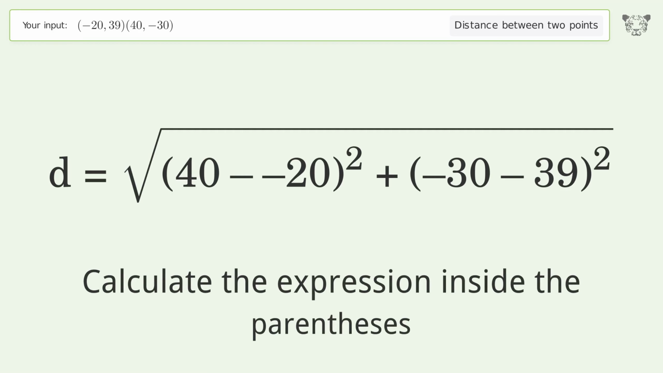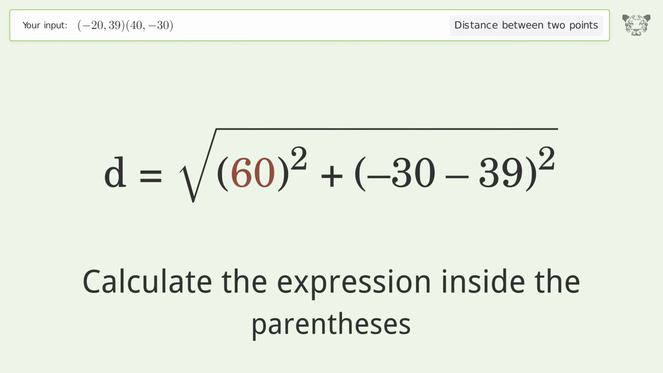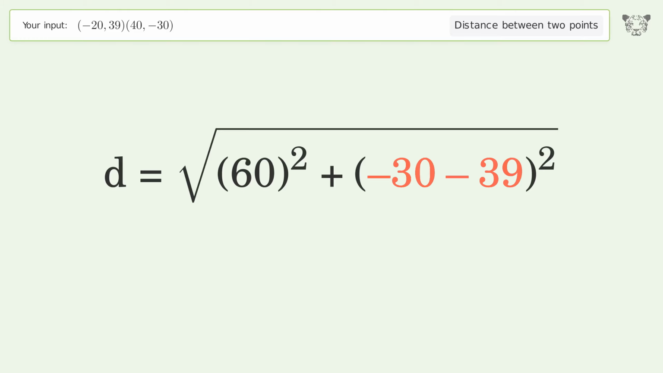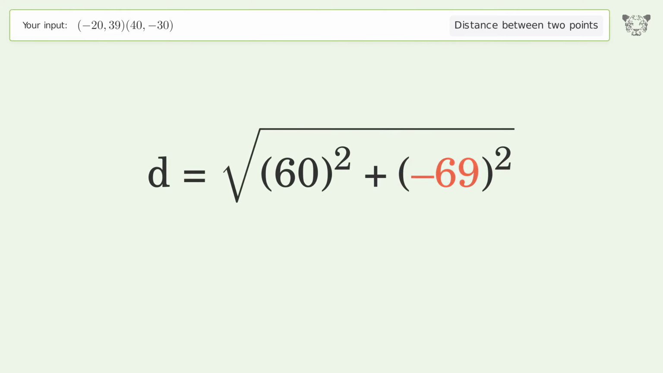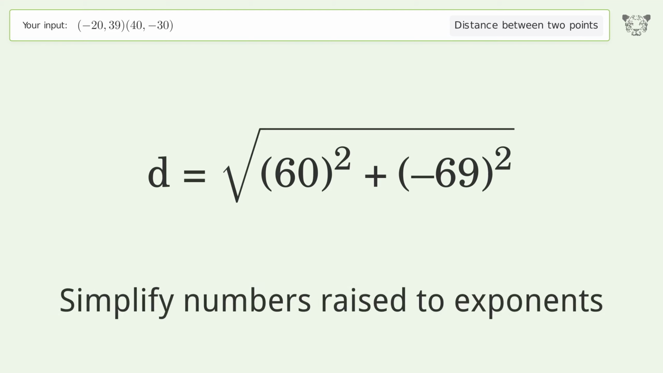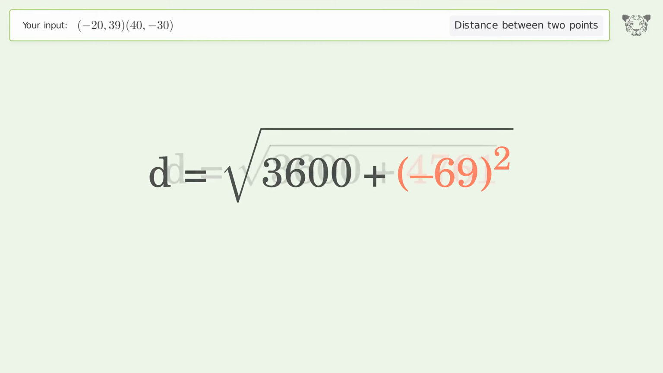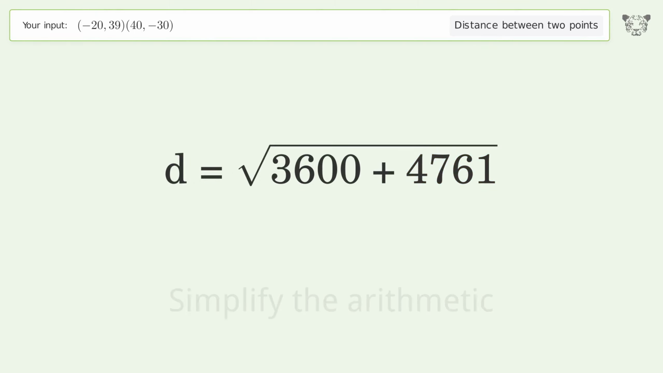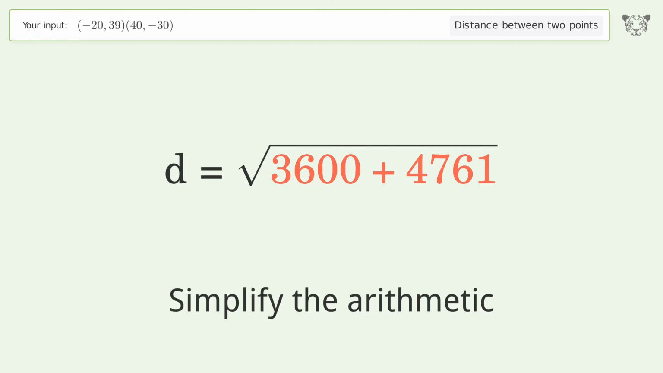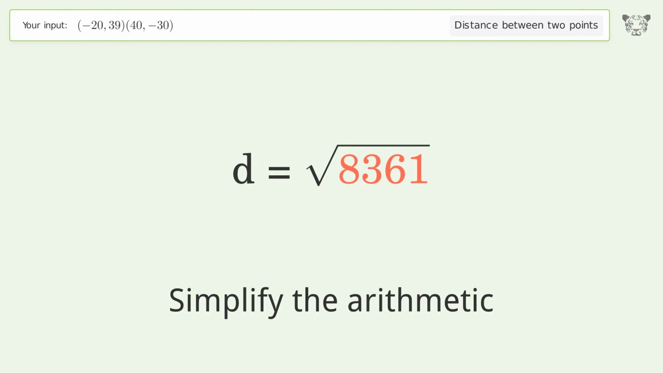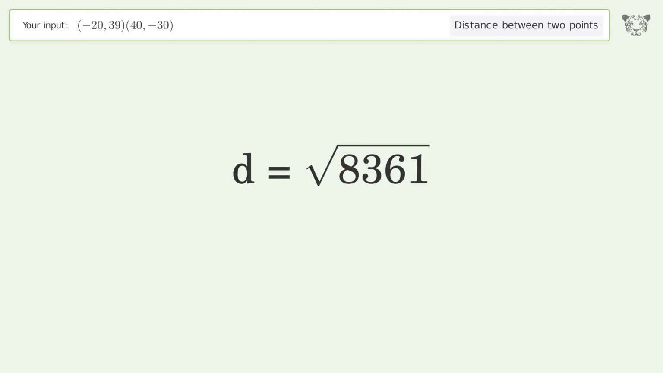Calculate the expression inside the parentheses. Simplify numbers raised to exponents. Simplify the arithmetic. And so the distance between the 2 points is the square root of 8,361, or 91.439.